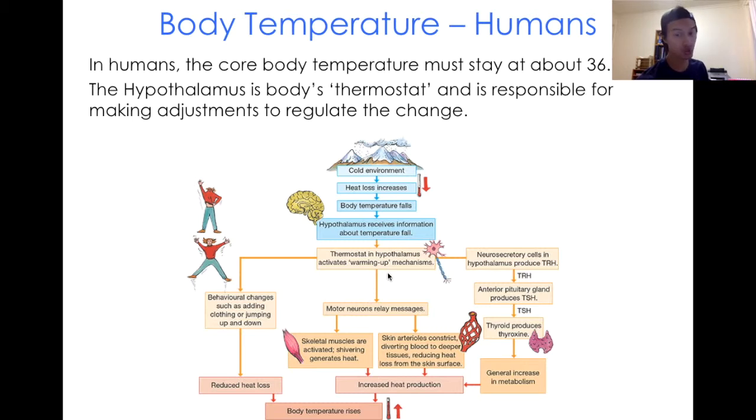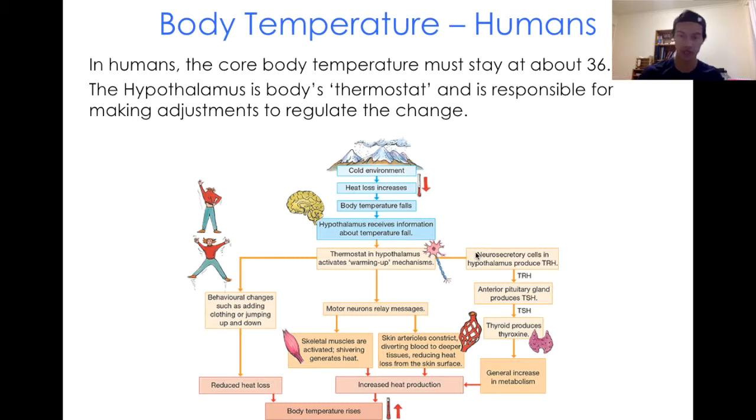A physiological change could be your motor neurons relay messages to your skeletal muscles, and then the muscles contract and release, causing you to shiver. That shivering generates heat, increases your heat production, and then your body temperature rises. Your skin arterioles will constrict, causing vasoconstriction of the blood vessels, reducing the amount of heat being lost from your skin surface, and therefore your body temperature rises.